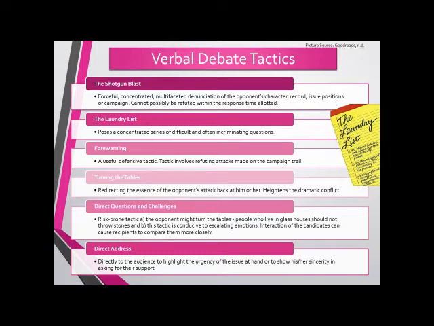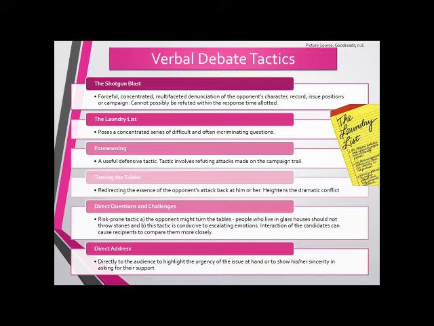Forewarning is also a great one. It speaks to the audience. You're looking into the future and you're basically saying to the audience, just imagine a situation or a scenario where the opponent gets into power. This is what's going to happen.